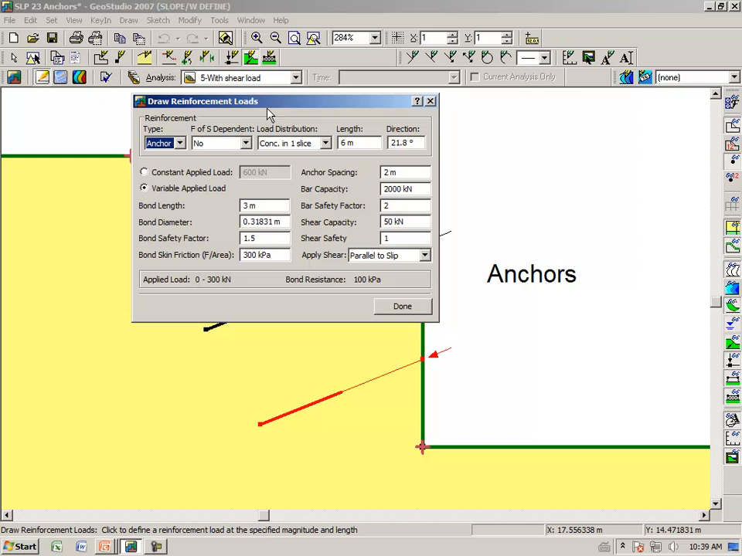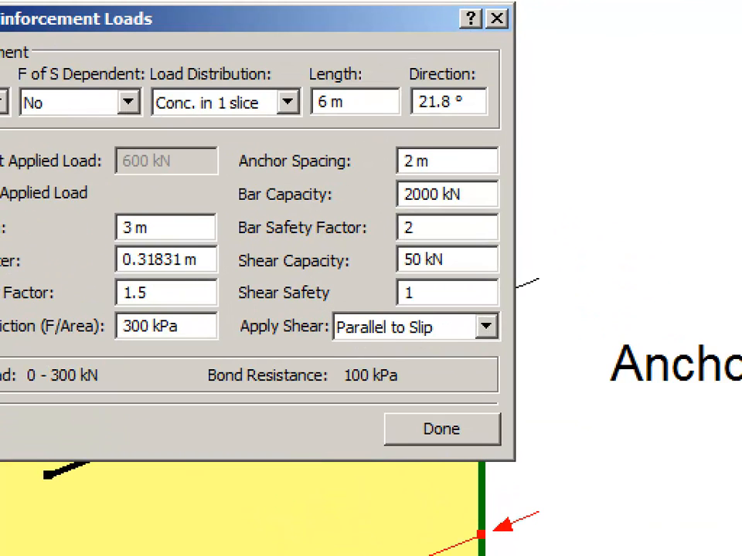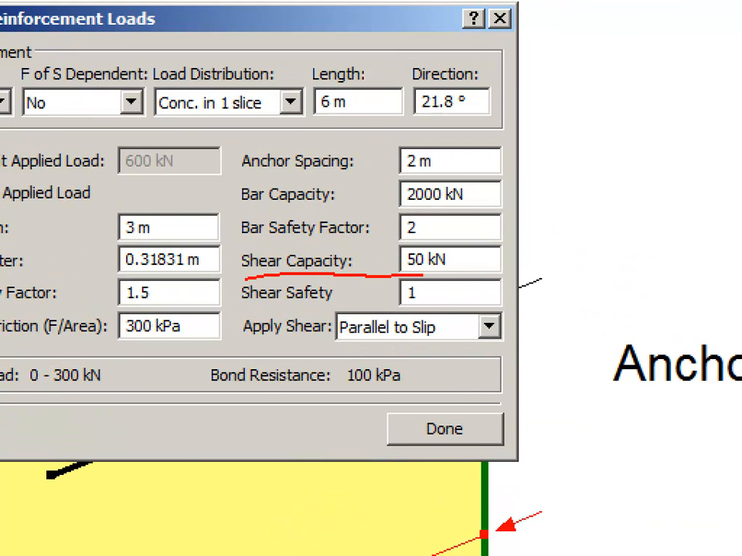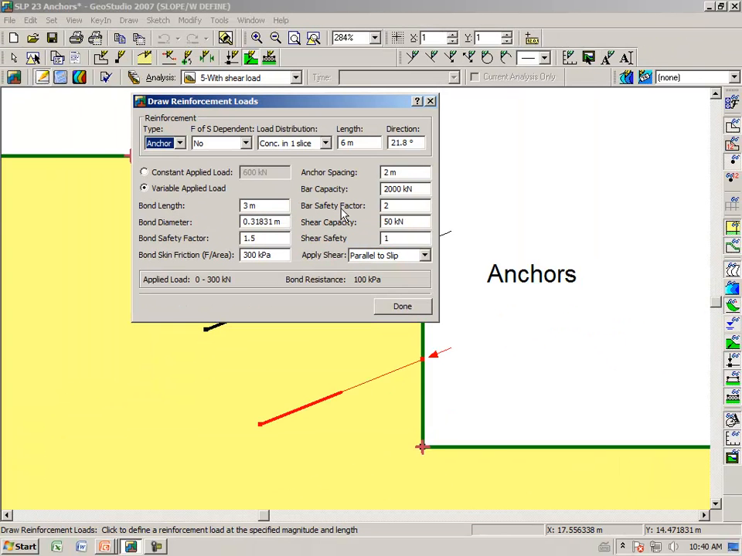I've added shear here only to the bottom anchor. Notice that I've added a shear here of 50 kilonewtons. The shear can be applied parallel to the slip, or you will see if you click on this down arrow that the other option is to make the shear perpendicular to the line of action of the anchor. In this particular case, I have just left it as being parallel to the slip. So just for illustrative purposes, I've left the shear factor of safety as 1.